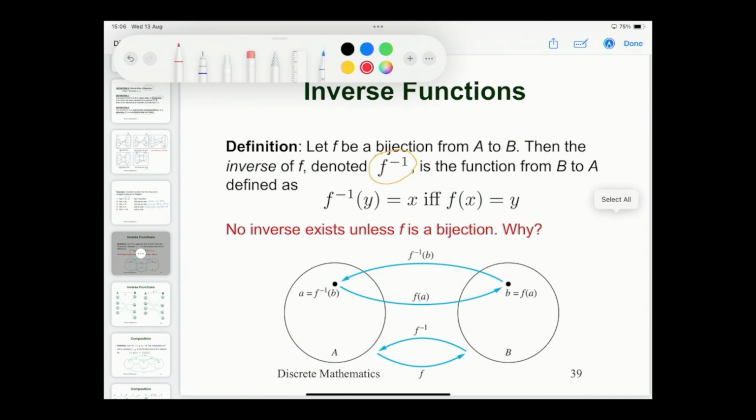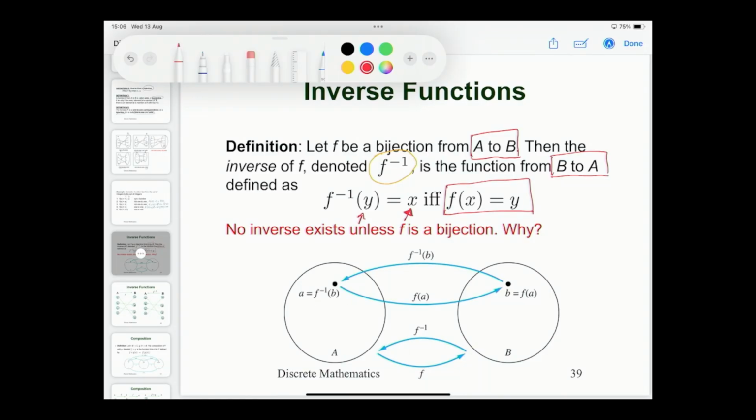When f is a function from A to B, the inverse would be the other way around. It's a function from B to A, right? So that here would be changed to be y, and this would be x. When the function is this one, we can see the mapping is just backward, right?